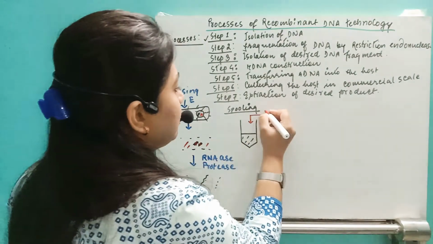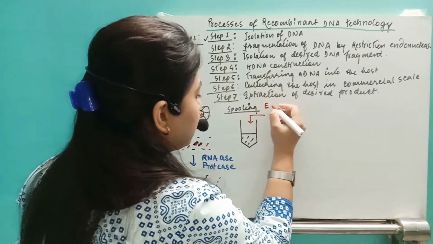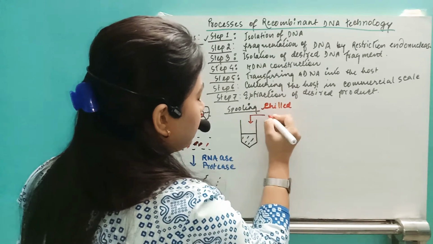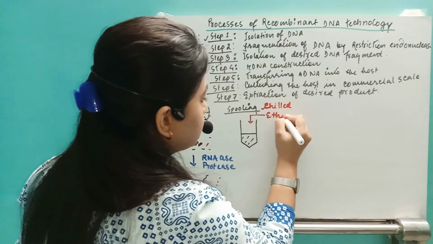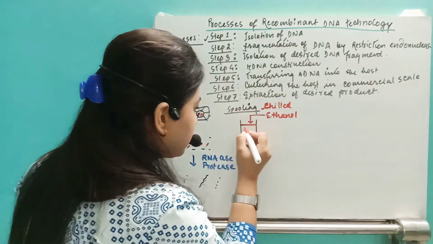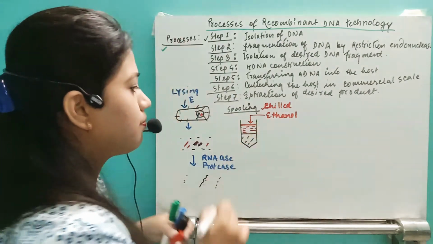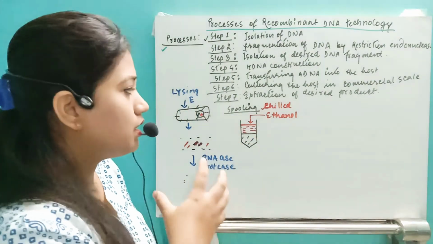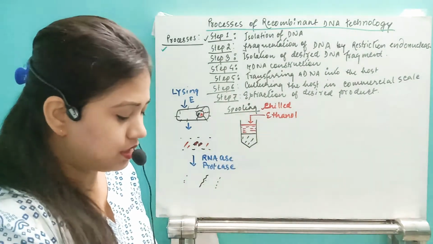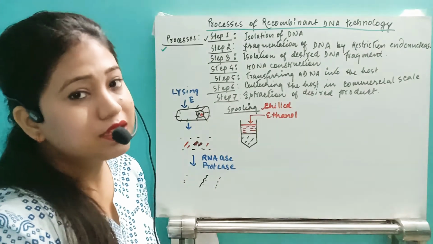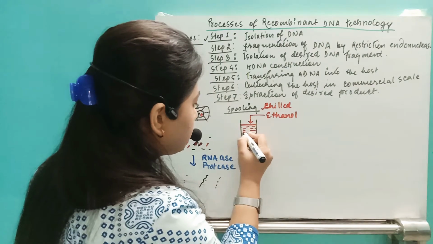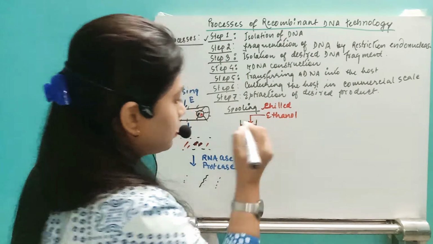We will add chilled ethanol. Whenever we use the chilled ethanol, then what happens? The chilled ethanol will be present here, isn't that? This is the chilled ethanol. Now whenever we add the chilled ethanol into that mixture, what happens? The DNA fragments will get separated. They will just get precipitated somewhere here. So the DNA fragments will get separated like that.